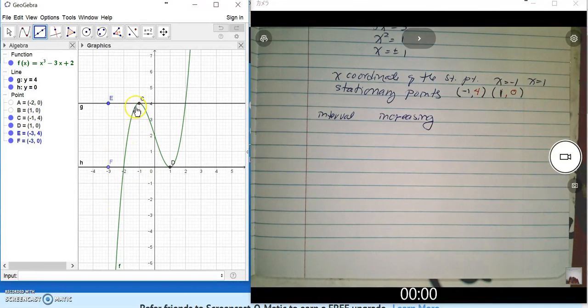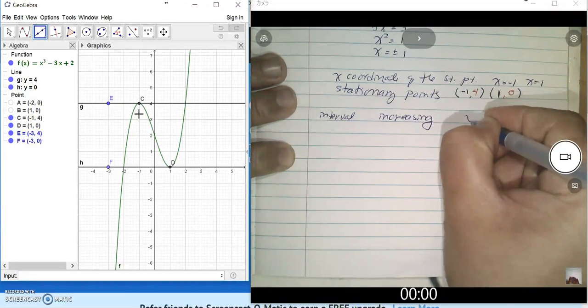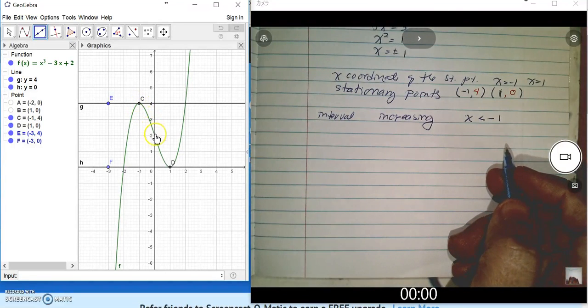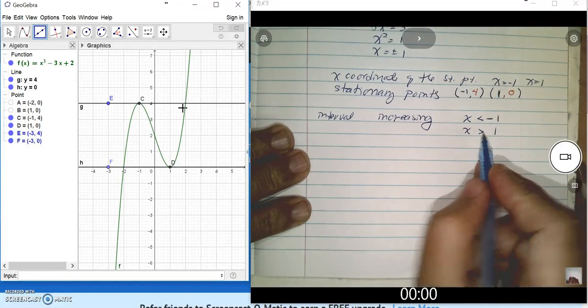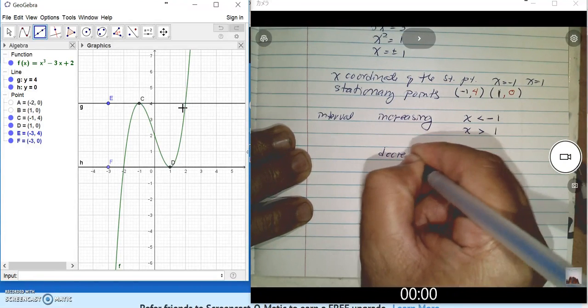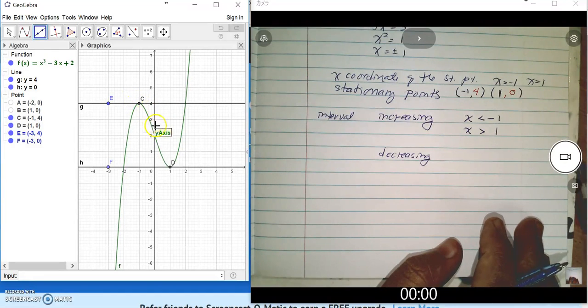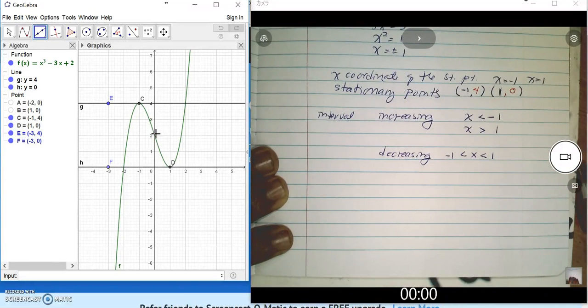the behavior of the graph is that it's increasing up to x equals -1. So from the graph itself, it's increasing when x is less than -1. After that, it decreases, and then increases again in this region. So the other one is x greater than 1. In these values of x, it is increasing. What about the decreasing? The decreasing is actually between -1 and 1. So if x is greater than -1 but less than 1, then the function is decreasing.